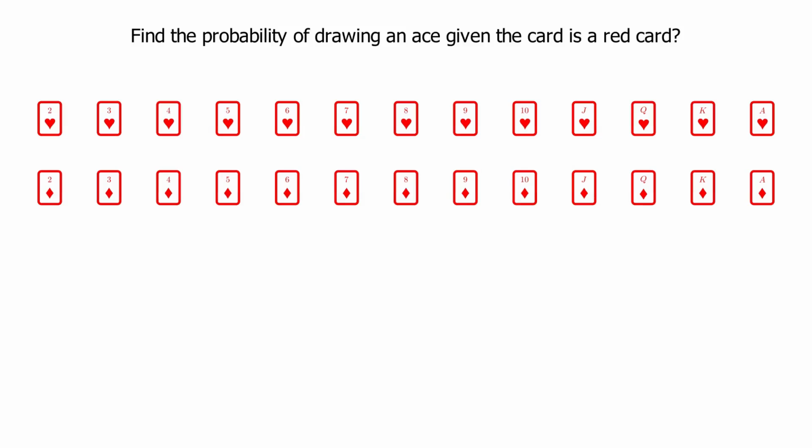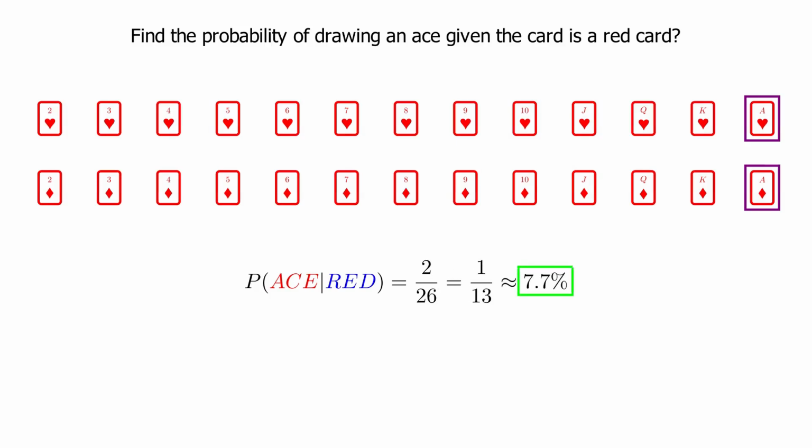which now leaves us with these 26 cards here. Now we just want to find the probability of drawing an ace given that it's red. So now we can identify all the aces, and in this case, there's only going to be 2 aces. So when it comes to finding the probability of drawing an ace given that it's a red card, it's going to be equal to 2 out of 26, which would simplify to 1 out of 13, which is about a 7.7% chance.